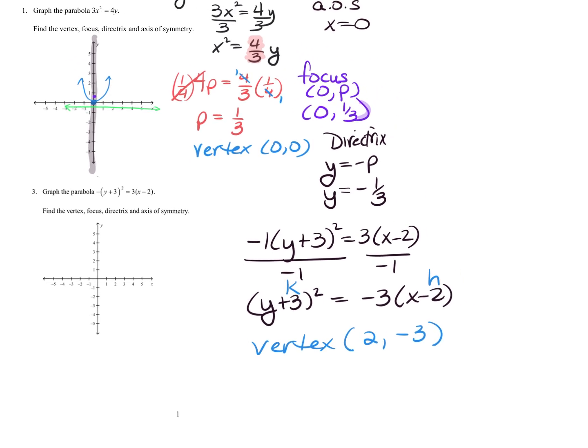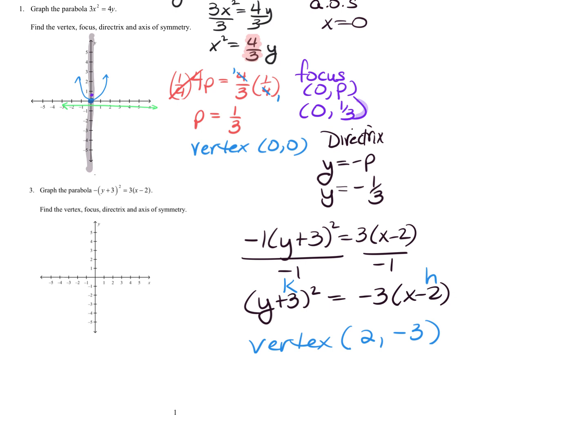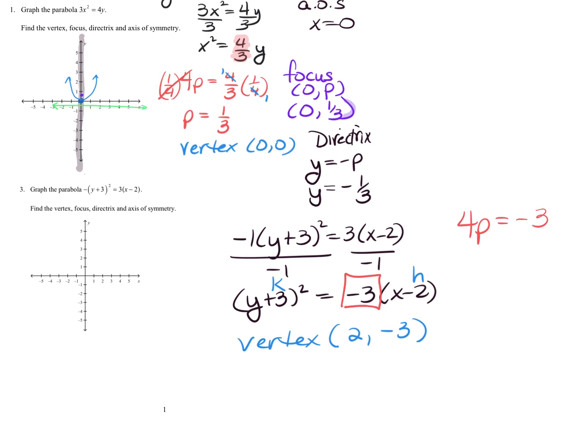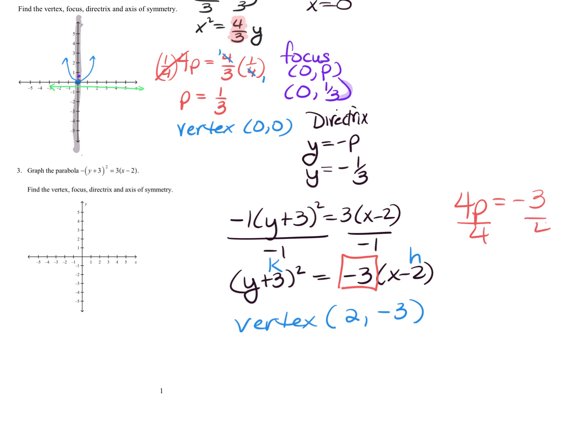Next, I'm going to find my p-value. And remember, the p-value is found by setting this number here, which is 4p, equal to it. So now I'm going to divide by 4, and p is equal to negative 3/4. I'm going to use this p-value to find my focus and my directrix. Now, for this problem, when the vertex is not at 0, 0, we actually have to use the center point, or the vertex that we found. We can't just put 3/4 into our focus and our directrix and say that's our answer.